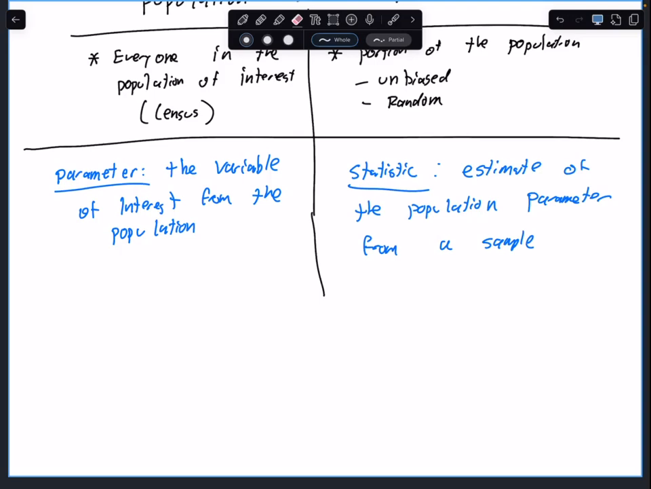So who is the population? It's the immigrants. The immigrants coming into the country are what we are trying to study. The parameter being the true percentage or the true proportion of those that are young males.